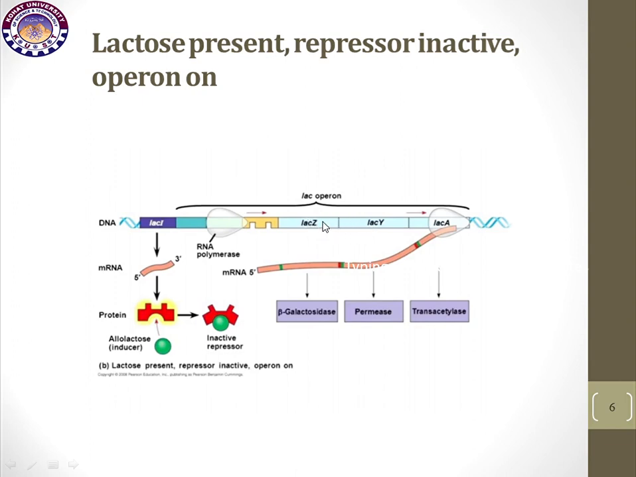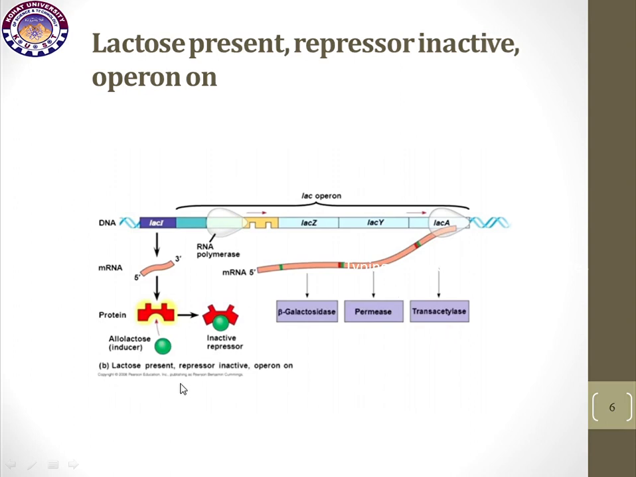lacZ encodes beta-galactosidase, an intracellular enzyme that cleaves the disaccharide lactose into glucose and galactose. lacY encodes beta-galactoside permease, a membrane-bound transport protein that pumps lactose into the cells. And lacA encodes beta-galactoside transacetylase, an enzyme that transfers an acetyl group from acetyl-CoA to beta-galactosides.